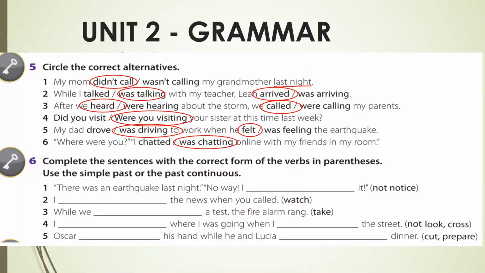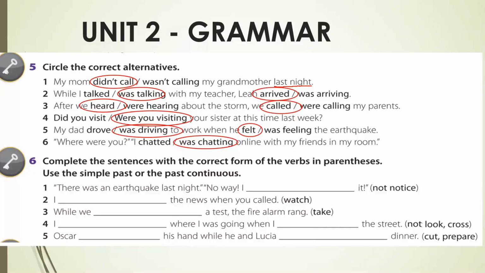Okay, I hope it was clear. Again, go back to the grammar unit. If you are not sure about it, check it, answer the questions by yourself. Use the workbook too to answer these questions to help you to understand a bit more. Okay, number 6, complete the sentence with the correct form of the verbs in parentheses. So use the simple past or the past continuous. Again, we have to use both simple past and past continuous.